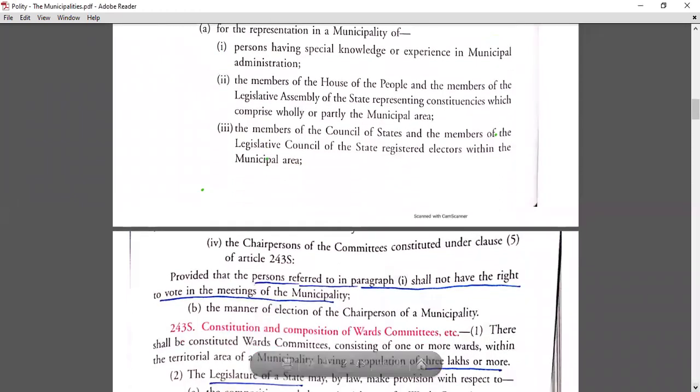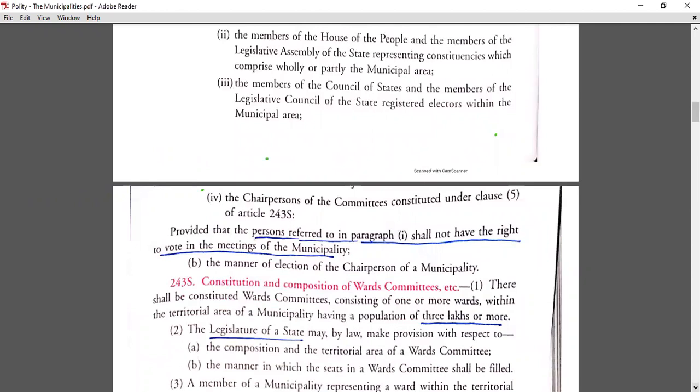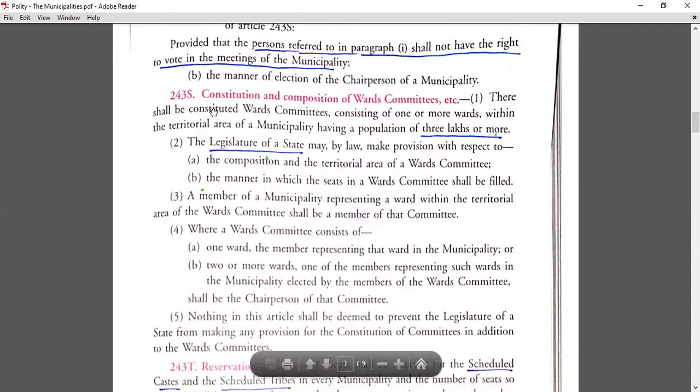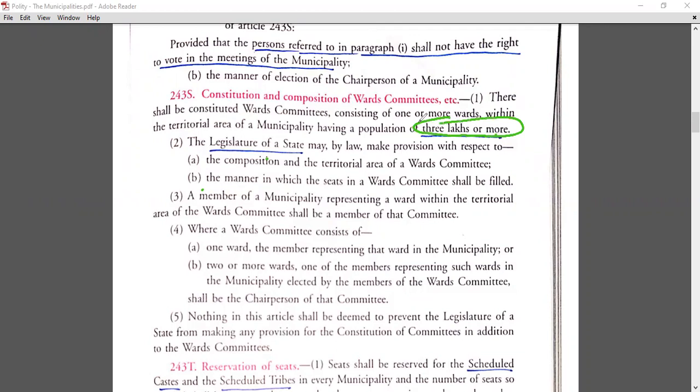Next, 243S. Now the constitution and composition of ward committees. Okay, ward committees. Now first clause, there shall be constituted, it's mandatory, ward committees consisting of one or more wards within the territorial area of a municipality having a population of 3 lakhs or more. So here there is a specification. Any territorial area of a municipality, if it has 3 lakhs or more population, then there shall be constituted ward committees consisting of one or more wards. Now, who will make the provision? Again, the state legislature will make the provision with respect to the composition and territorial area of ward committees, and the manner in which seats in the ward committees shall be filled. That manner will also be given by the state legislature.